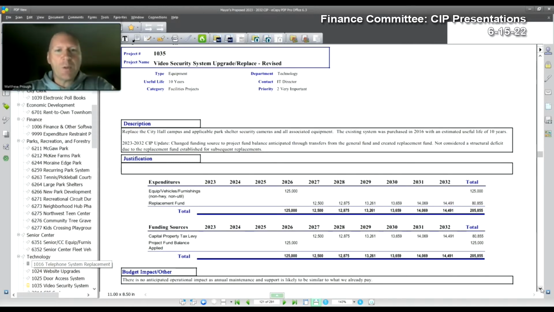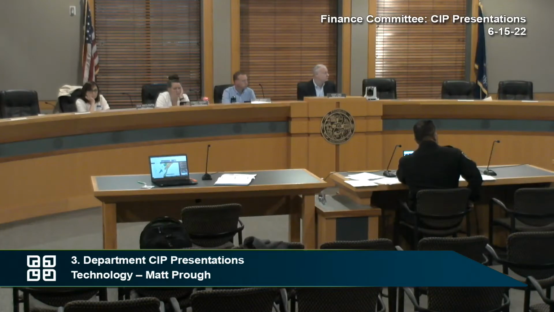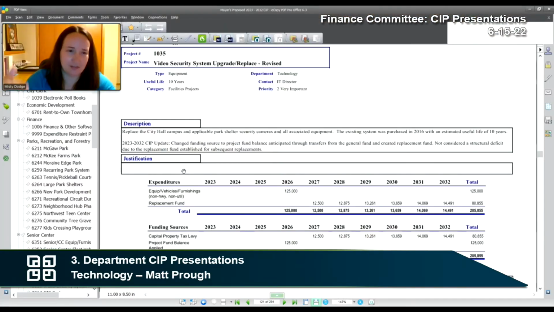We're anticipating a 2026 replacement of all the cameras throughout all of our buildings. We actually have the storage for this in the network replacement that we'll talk about in a little bit. And then this will switch over to a replacement fund in 27 and beyond. So all 4 of these projects are ones where we're going to use fund balance, but because of that replacement fund Matt mentioned, we don't feel that it's a structural deficit, but we are using fund balance to fill that short-term gap.